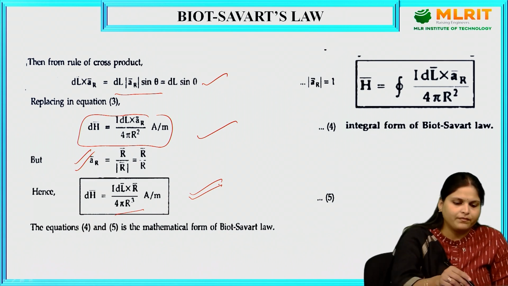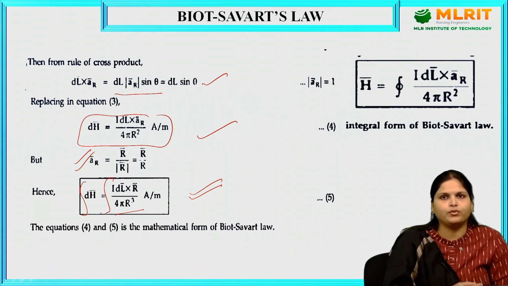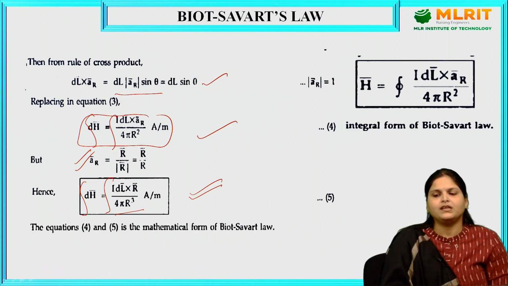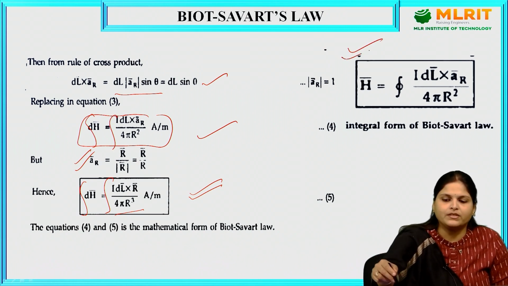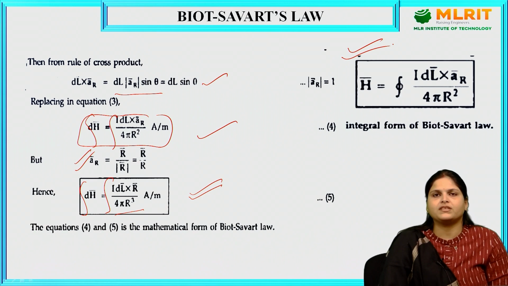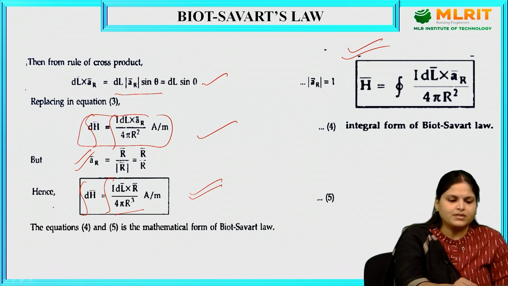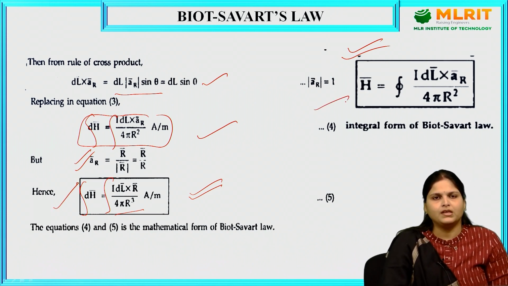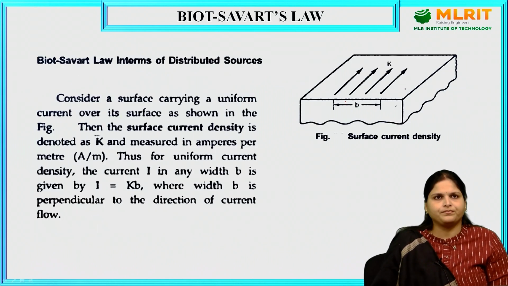And if we put the integral sign on both sides, we get the BIOT-SAVART'S law in integral form. So, this equation becomes the integration of I dl cross aR upon 4 pi R square. So, both the forms are correct. This is the differential form and this is the integral form. So, this is BIOT-SAVART'S law.